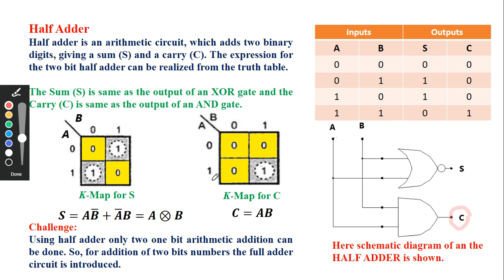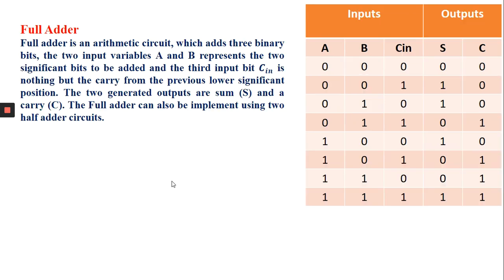Okay. Now, one limitation of this half adder is that we can add only two 1-bit numbers using a half adder. If this is a multi-bit number, we can't use a half adder circuit. For this, we need a full adder circuit. Okay. Next, we will show how to design a full adder circuit.